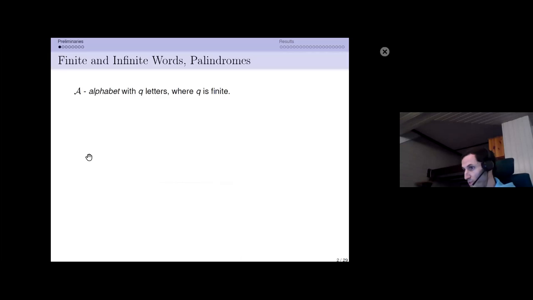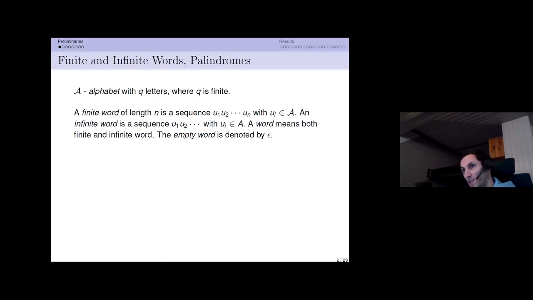I will start with a couple of definitions, so that we are sure that we understand the notation and the terms that I'm using. The first thing is an alphabet denoted by the letter A with a finite number of letters. So I think this is clear. Next, I define a finite and infinite word. I think the definition stated here is no surprise for you. A finite word is a finite sequence of letters, an infinite word is an infinite sequence of letters. In this case, I consider only right infinite words. The other infinite words are not important for this presentation. And moreover, I define the empty word, which is denoted by the Greek letter epsilon.